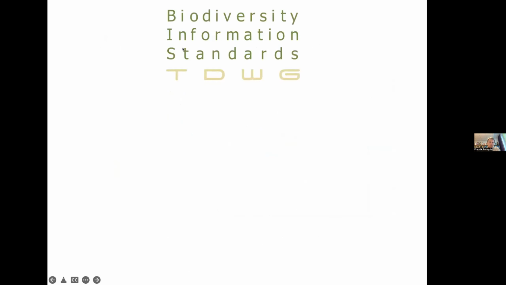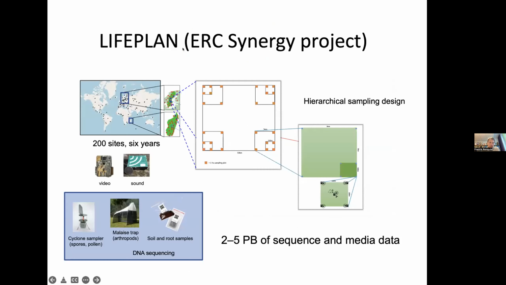So, oops, see if I can go back. So this is just an example of the types of projects we're seeing now. And this is the Lifeplan Project, which is an ERC synergy project. It involves 3 PIs. One of them is placed in Uppsala at the Swedish University of Agricultural Sciences, Thomas Roslin. So in this project, they're sampling 200 sites over 6 years and covering the entire globe.